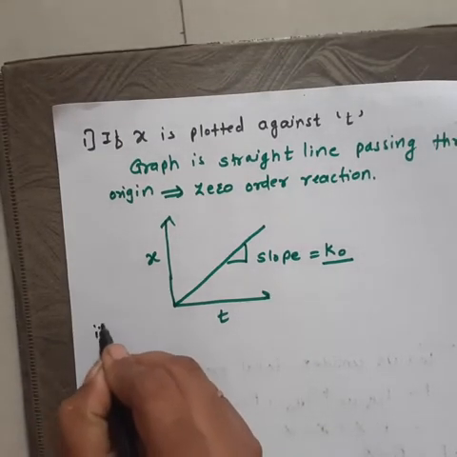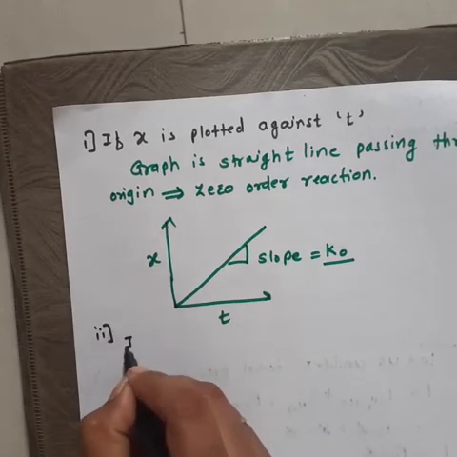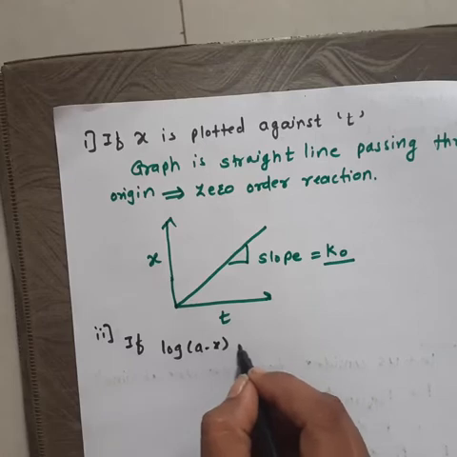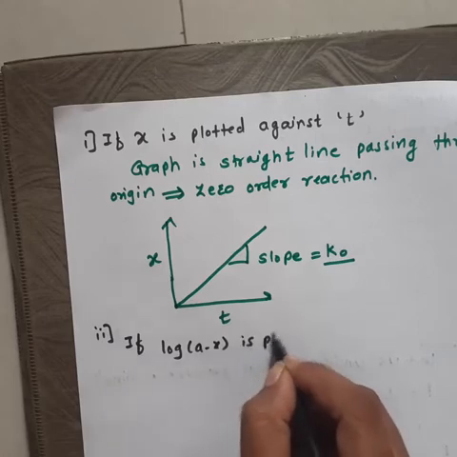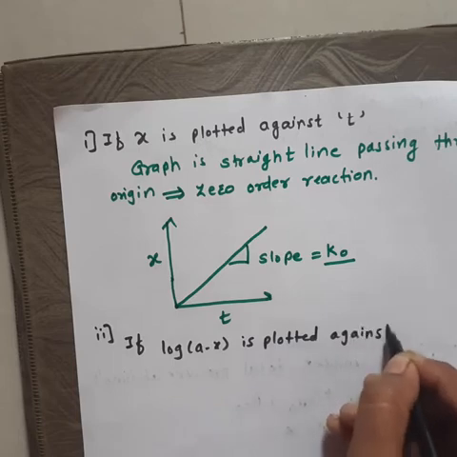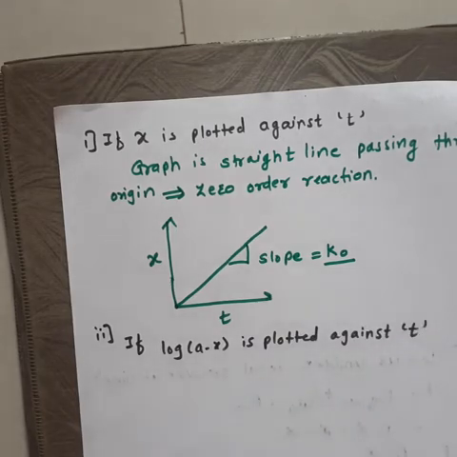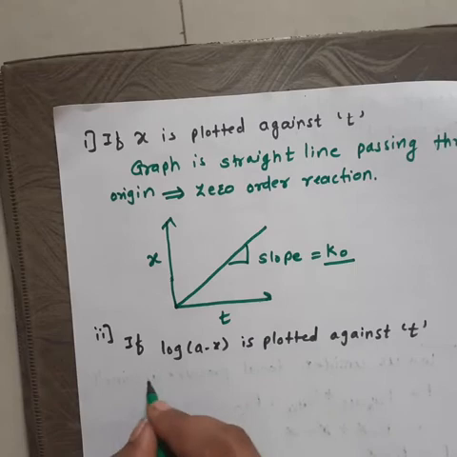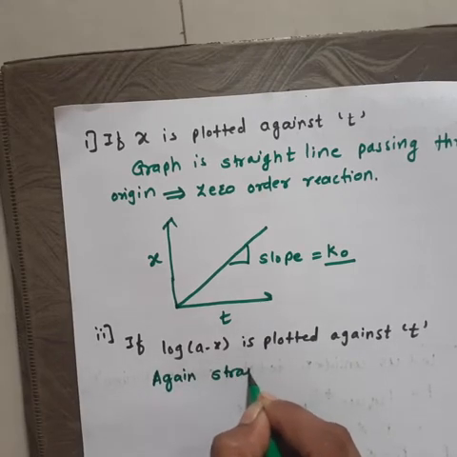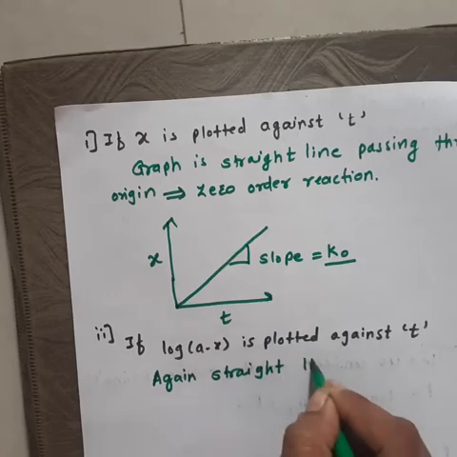Secondly, if we plot log of a minus x against time, again a straight line is obtained.